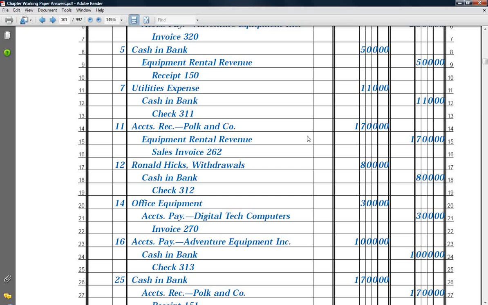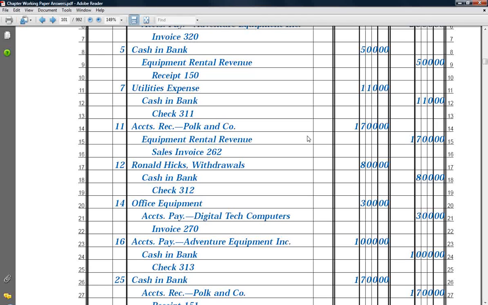Transaction on the 11th, we had equipment rental revenue. We did not receive cash, so it was on account. We provided a service, the equipment rental revenue, and our customer, Polk and Company, did not pay cash, so it's on account. Accounts receivable as an asset increases with a debit. We debit accounts receivable, Polk and Company, for $1,700, and we credit the revenue account equipment rental revenue, $1,700. Our sales invoice, 262.